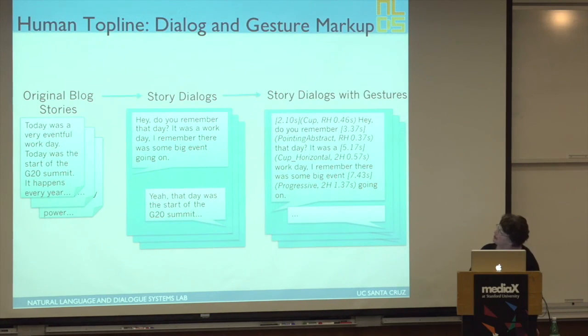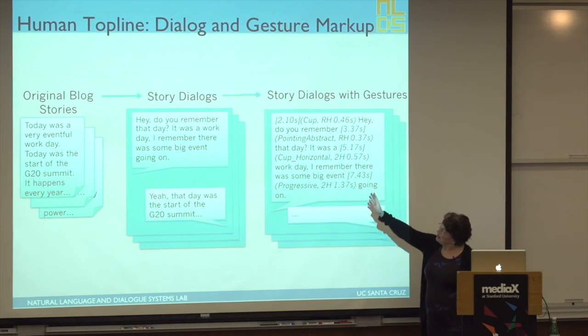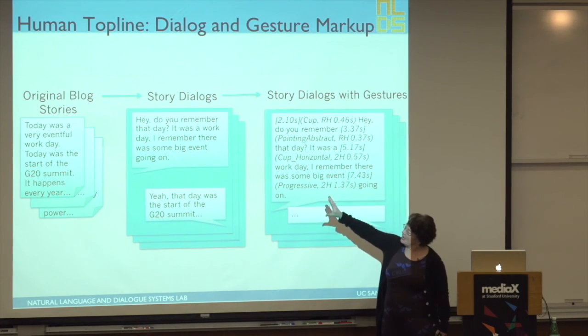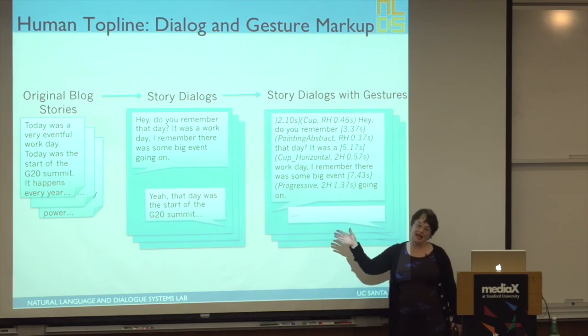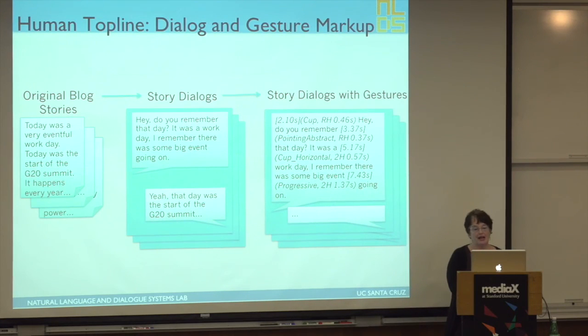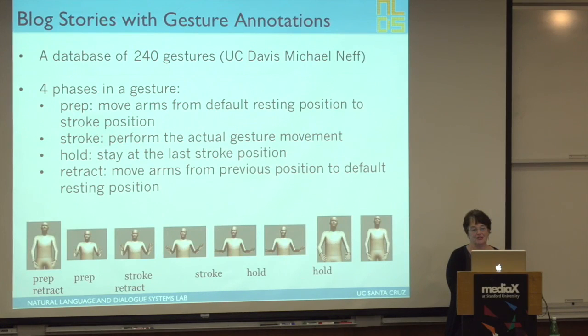We also have this corpus that we've developed where we created a human top line for these multi-agent renderings where we do a markup. We generate the dialogic text, then we mark it up for where a gesture can happen and what the form of the gesture is. And then we, let me just show you, because I think I should leave some time for questions.